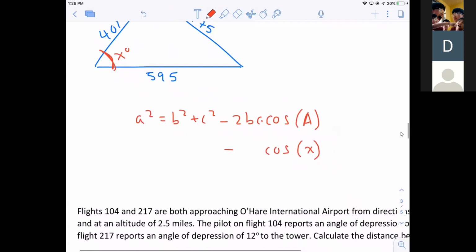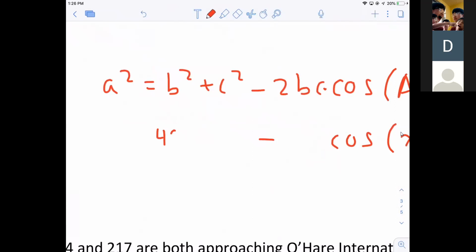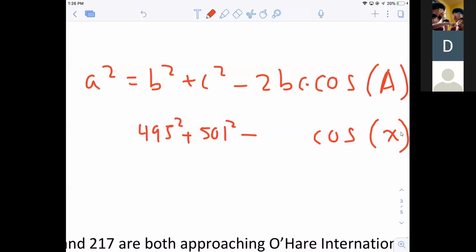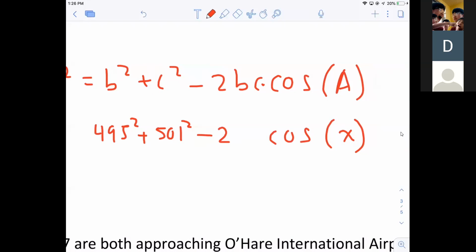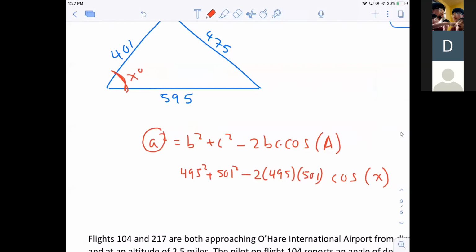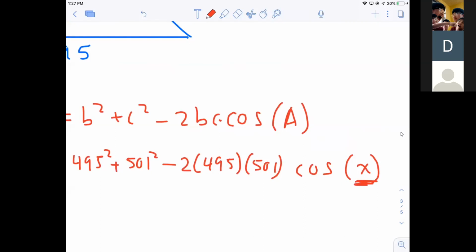So let me write those in. I'm going to say 495 squared plus 501 squared minus 2 times 495 times 501 times cosine of x, right? And A goes with that A, of course. Angle A is going to have side length A across from angle A. So in this case, I used x.